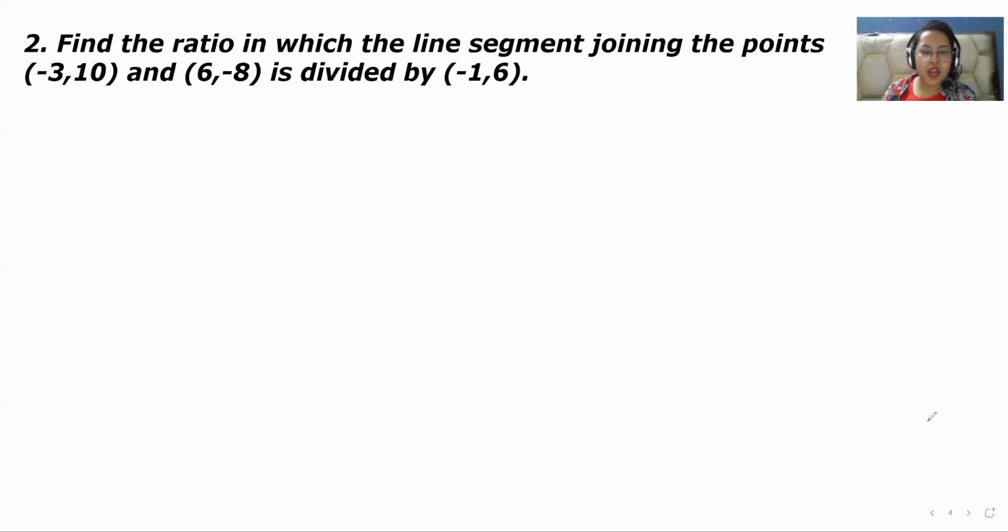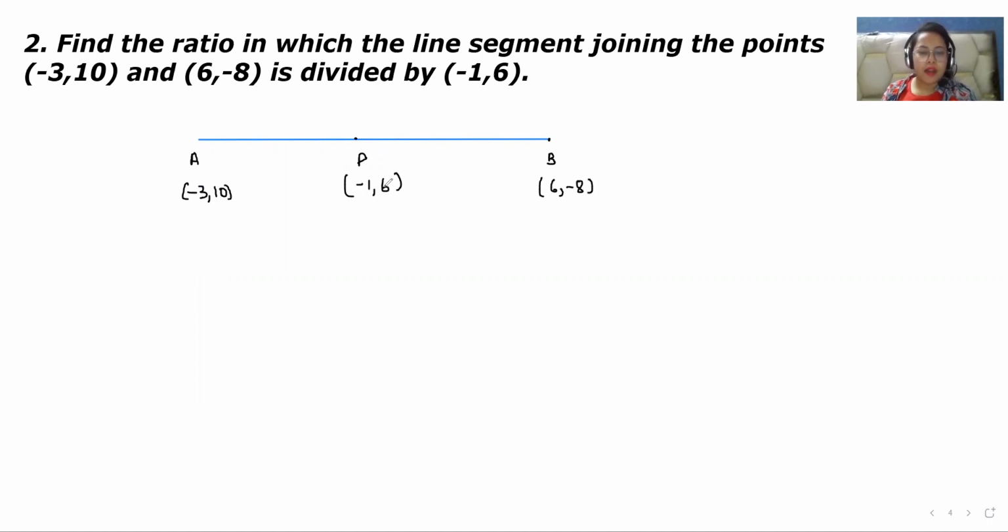Find the ratio in which the line segment joining the points (-3, 10) and (6, -8) is divided by (-1, 6). So what is given in this question? The coordinate of A, the coordinate of P, and the coordinate of B. A is (-3, 10). B is (6, -8), and the point that divides it, the middle point, is (-1, 6). And we have to find the ratio.